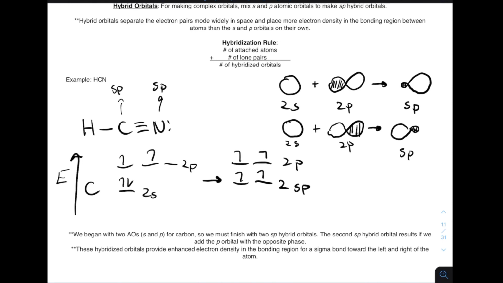And again, this is a little bit more detail than I might require you to know on an exam or homework, for example. I think it's good to go into this level of detail so you get an understanding of what these orbitals look like.